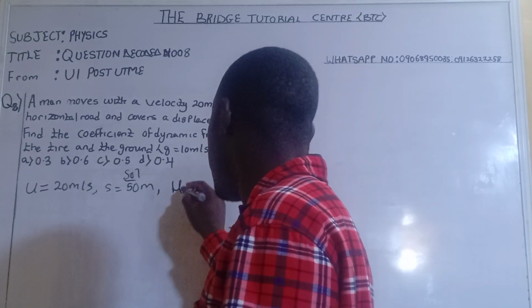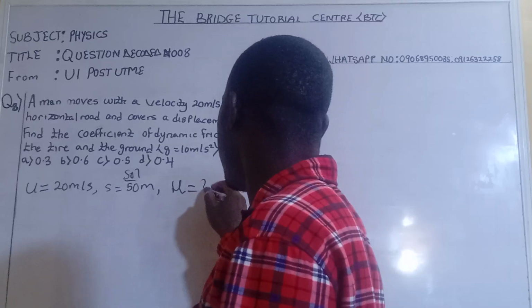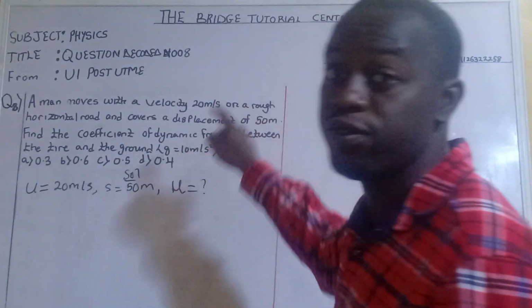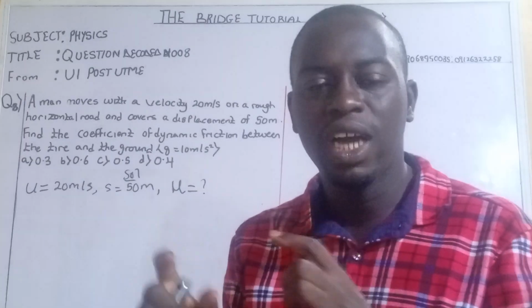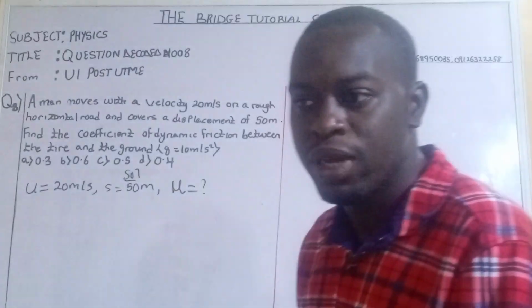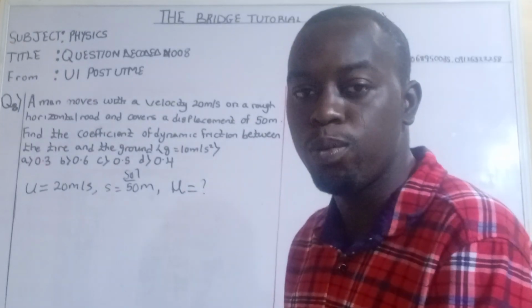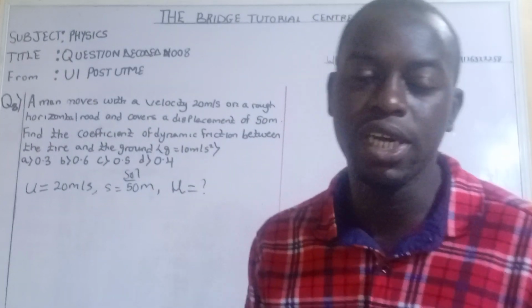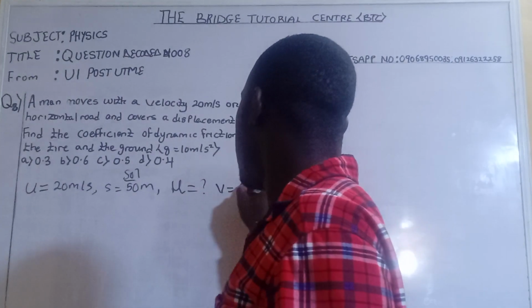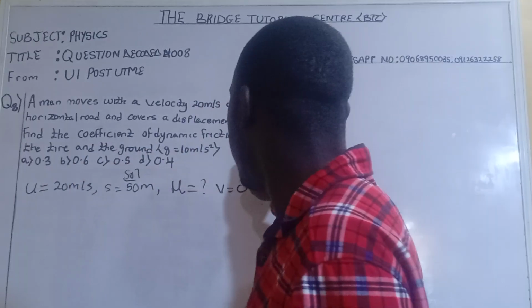So we are looking for the coefficient of dynamic friction, which is our mu. Forget that I'm using u to denote it. It is unknown. So since it covers a displacement of 50 meters, after covering that distance, the motor must have come to rest. And when something comes to rest, our final velocity equals 0.